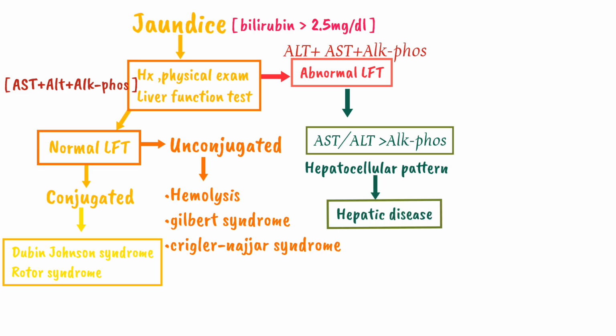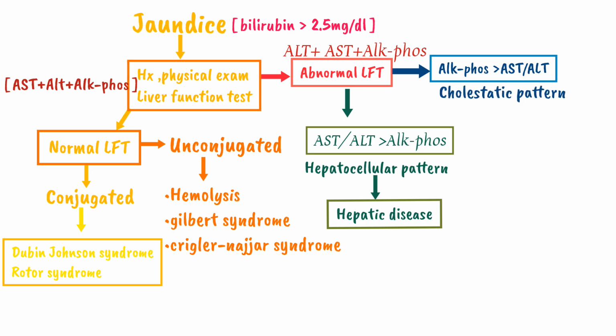And if the patient's liver function test is deranged in such a way that the alkaline phosphatase is greater than AST and ALT, meaning both are deranged but the derangement is greater in alkaline phosphatase than AST and ALT, this is called a cholestatic pattern. Whenever these kinds of abnormalities occur, we should think about cholestatic disease such as gallstone, pancreatic mass and intrahepatic cholestasis. So that was all about jaundice, and how we will approach jaundice clinically.